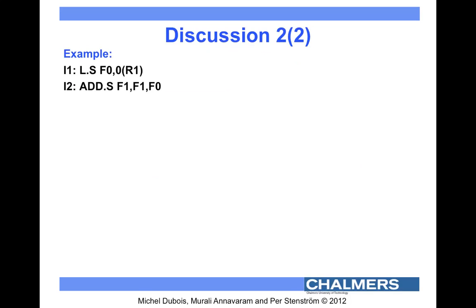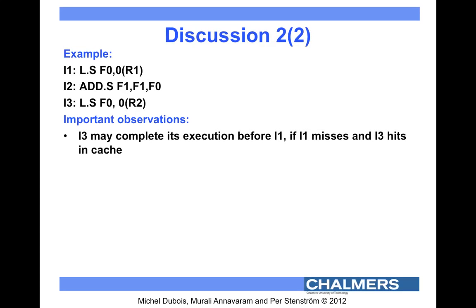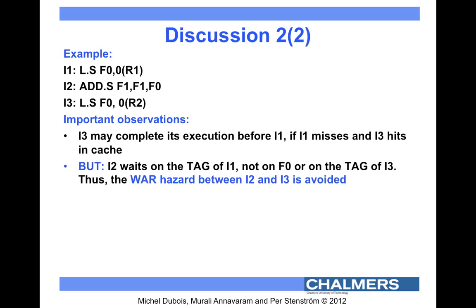So now let's look at a sequence of instructions here. There are some important observations. I3 may complete its execution before I1 if I1 misses and I3 hits in cache, but I2 waits on the tag of I1 and not on F0 or on the tag of I3. This is very important. What Tomasulo manages to do is to avoid the write after read hazard between I2 and I3.